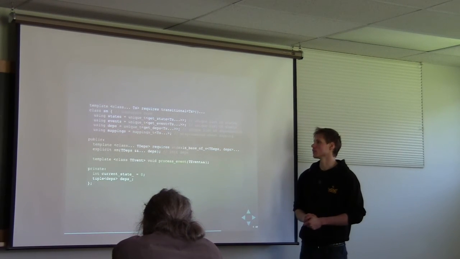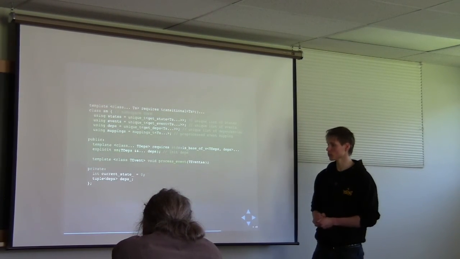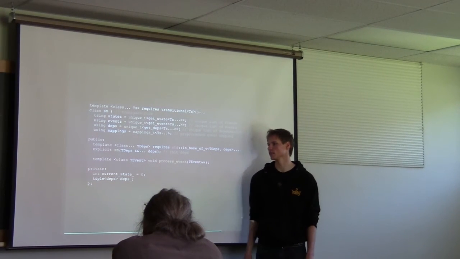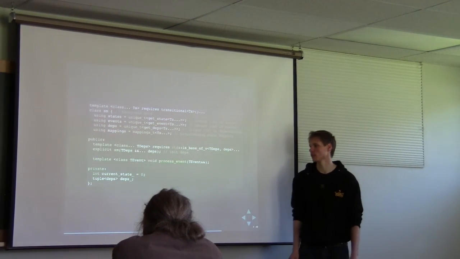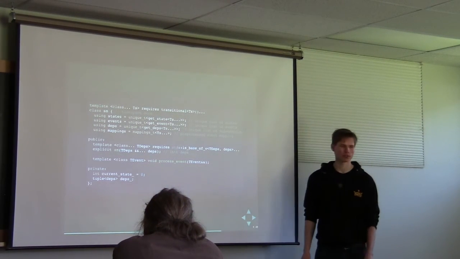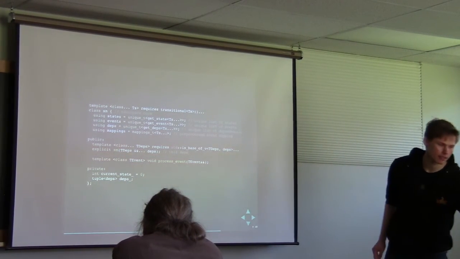which are used to pass to the guard. If you want to have orthogonal regions, here we just have an array of current states, sized by the number of initial states.